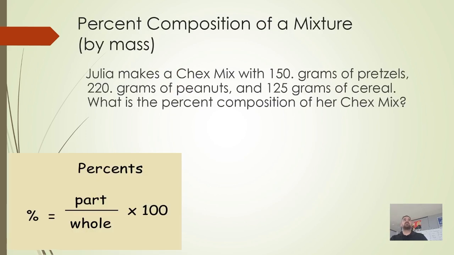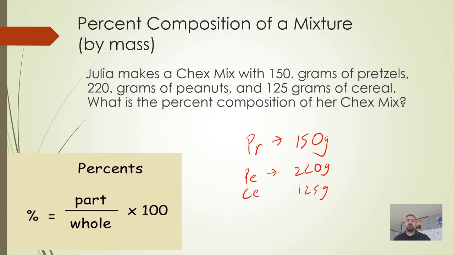So let's work out our first example. Julia makes a Chex Mix with 150 grams of pretzels. So pretzels make up 150 grams. And then 220 grams, that's going to be our peanuts. And then 125 grams, that's going to be our cereal. So to figure out our percent composition, first thing we're going to do is add those three numbers up. So in your calculator, 150 plus 220 plus 125, what do we get? Okay, 495 grams, that's our total.